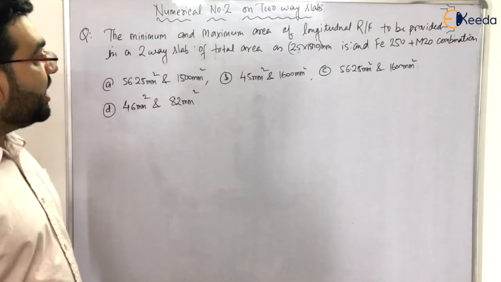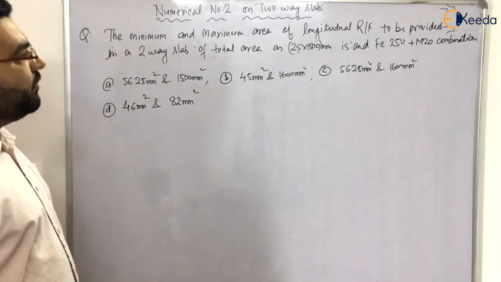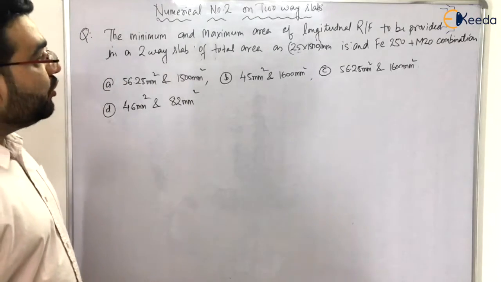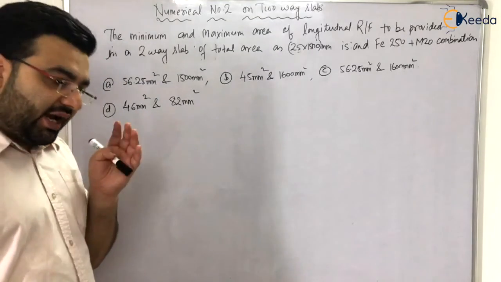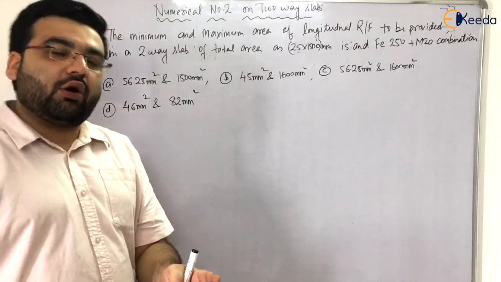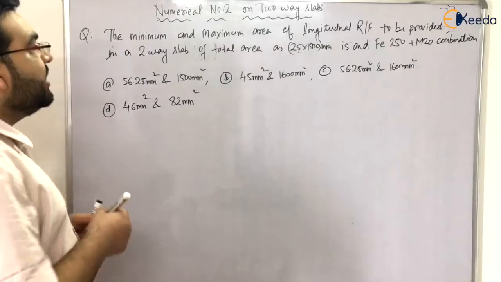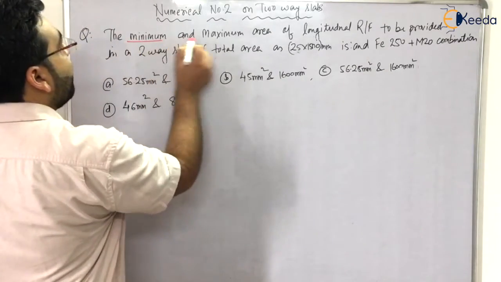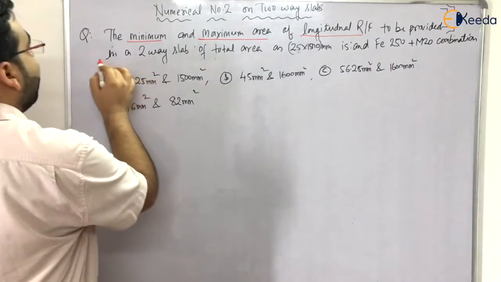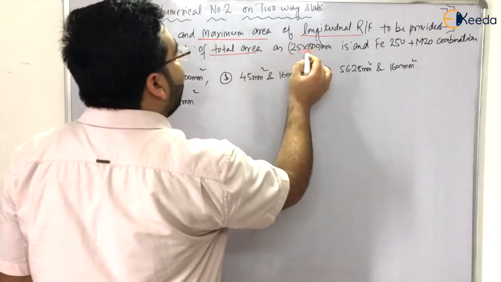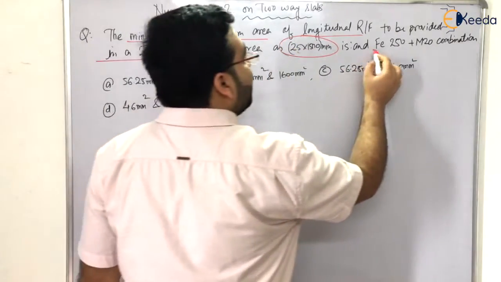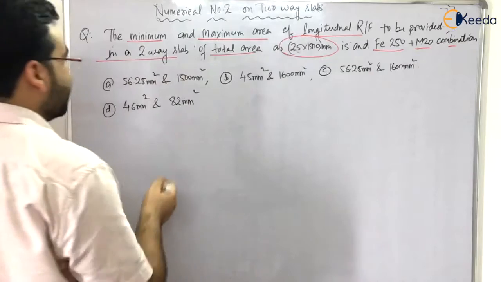Now let us solve another numerical on two-way slabs, and this is about the IS 456 provisions. You know that even if I haven't told you, the provisions which are valid for one-way slabs are also valid for two-way slabs. The question is: the minimum and maximum area of longitudinal reinforcement to be provided in a two-way slab of total area 250 x 1500 mm and Fe 250 and M20 combination is how much?